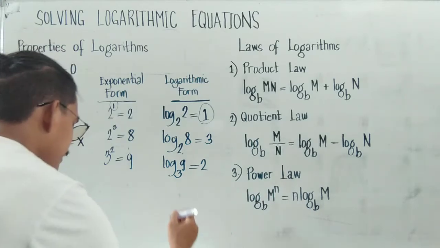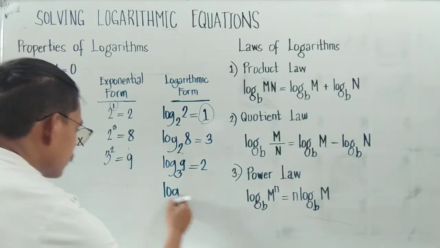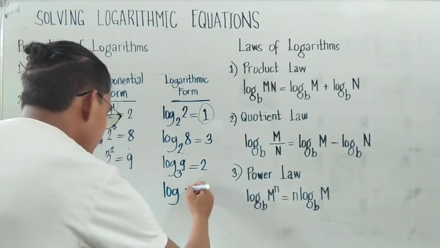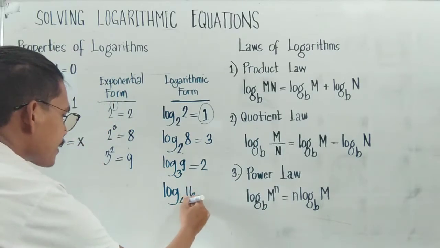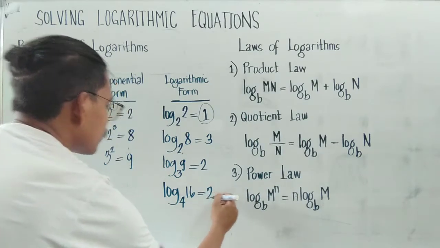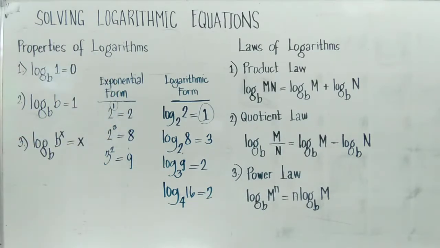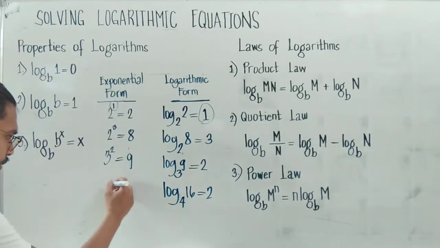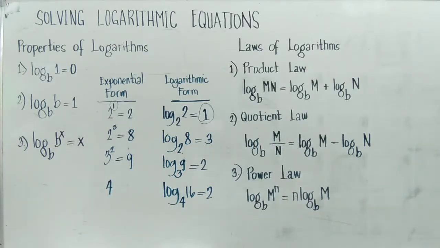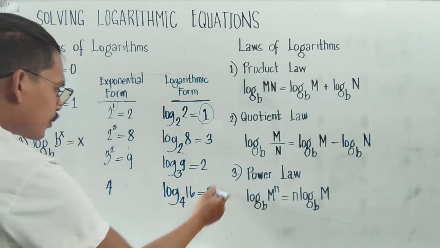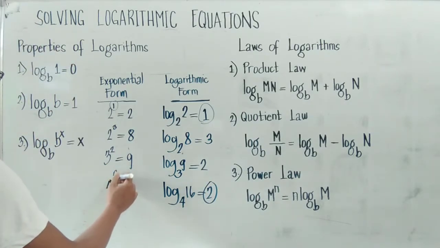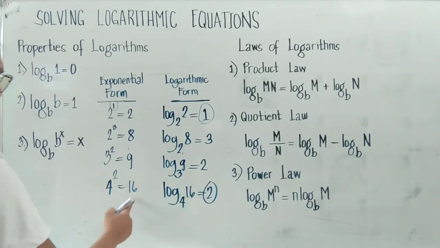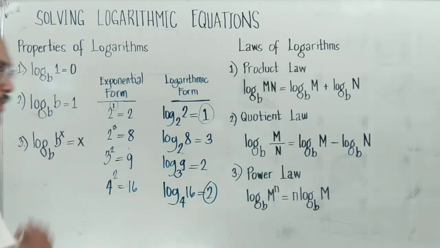Example, let's have log of 16 base 4 equals 2. Let us convert it into exponential form. What is the base? The base is 4. What is the exponent? The exponent is the answer of your log. And write 16. So 4 squared equals 16.